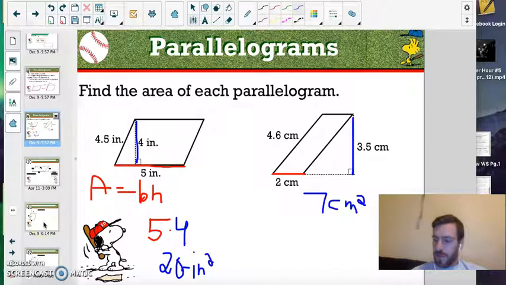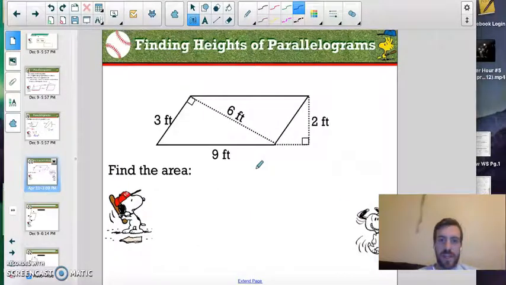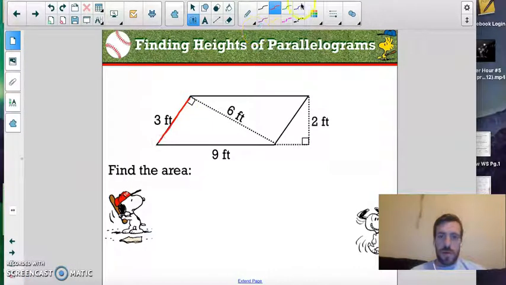So I'm going to go to the next slide. Find the area again, finding heights of a parallelogram. So there's 2 different ways to do this. You could do this as the base, and this as the height.